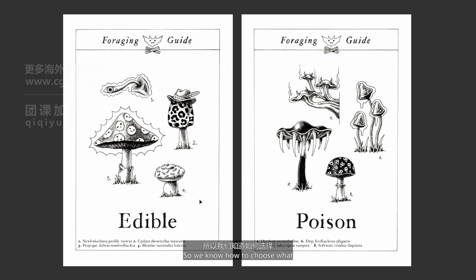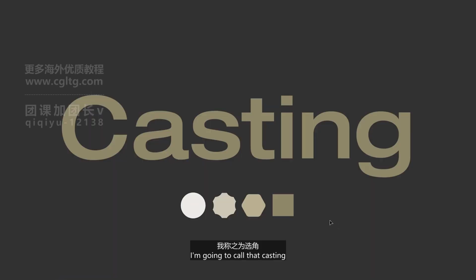So we know how to choose what shapes to use to communicate an emotion and to add comprehension to our design, and using symbols as well to reinforce that. But we also have another powerful tool in our toolkit that is often overlooked, which is the choice of what to depict in the first place. And I'm going to call that casting, as if we are casting a movie. We want to pick the best actors for the role. We want to pick the best symbols, the best imagery for our design.